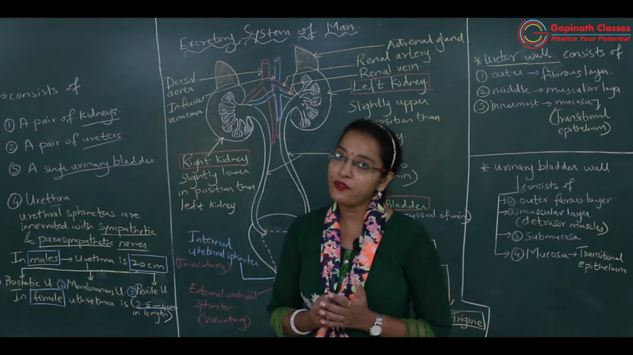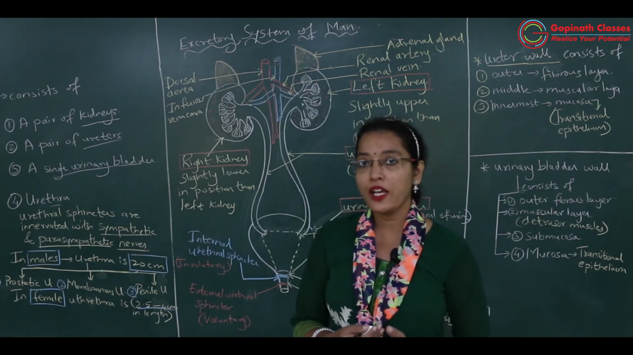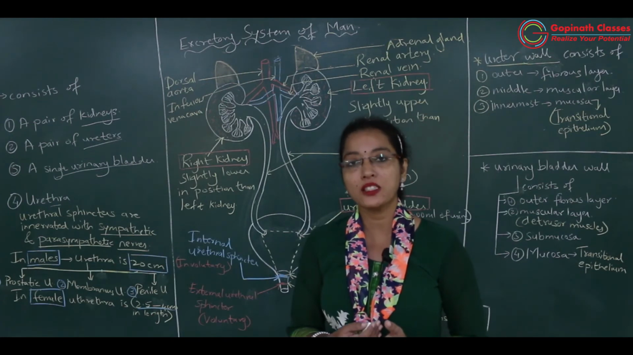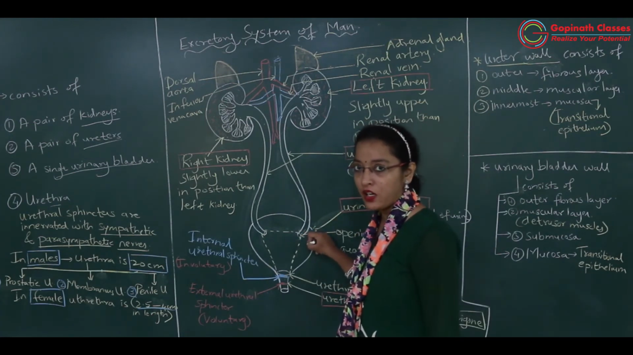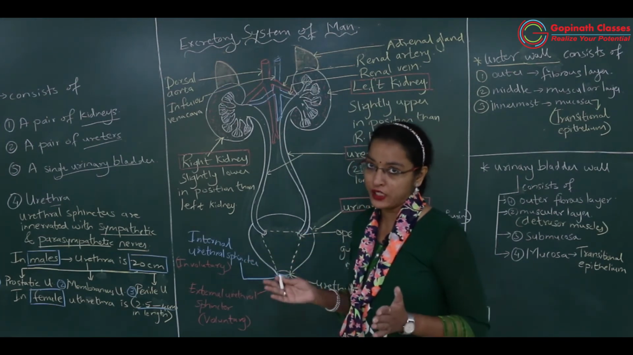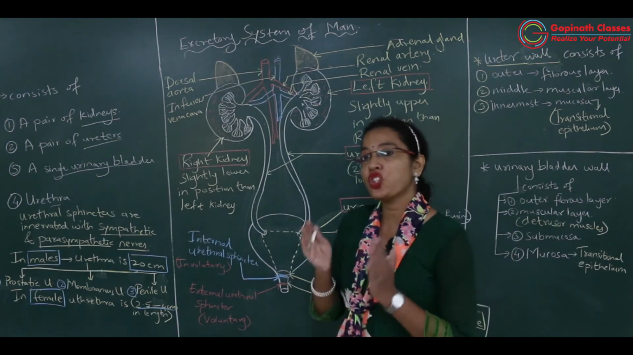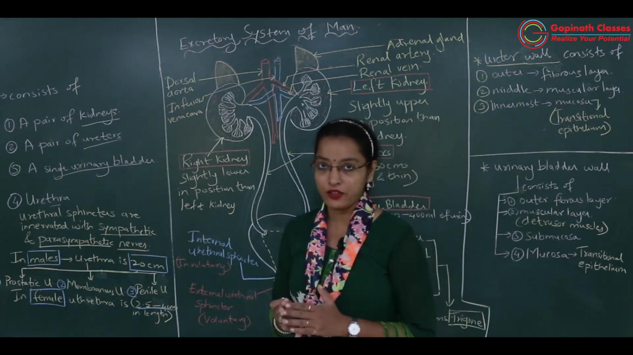Okay, so when it extends, it has elasticity. That's why there are specialized smooth muscles present in the wall of the urinary bladder, which will expand the urinary bladder, and likewise a large amount of urine can be stored in it.